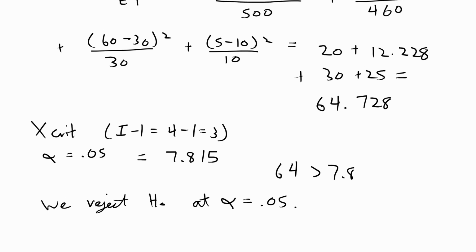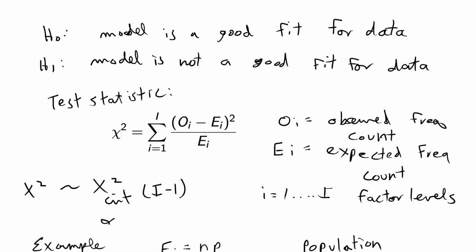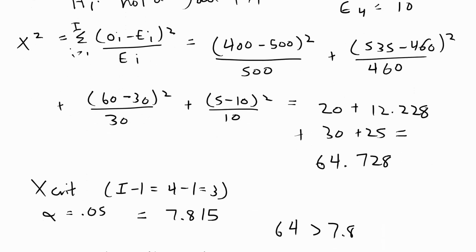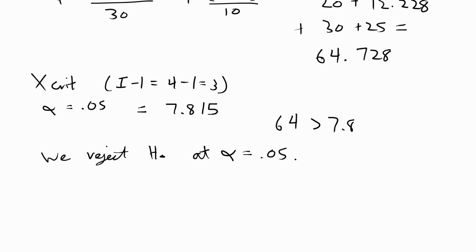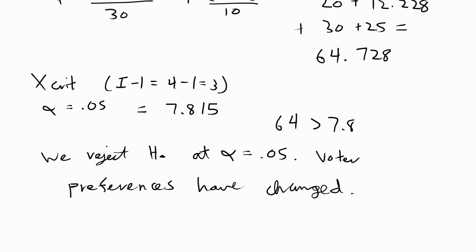Since we reject the null hypothesis, that means that the model or population distribution is not a good fit for the data, which means that voter preferences have changed. And we are done with this problem.